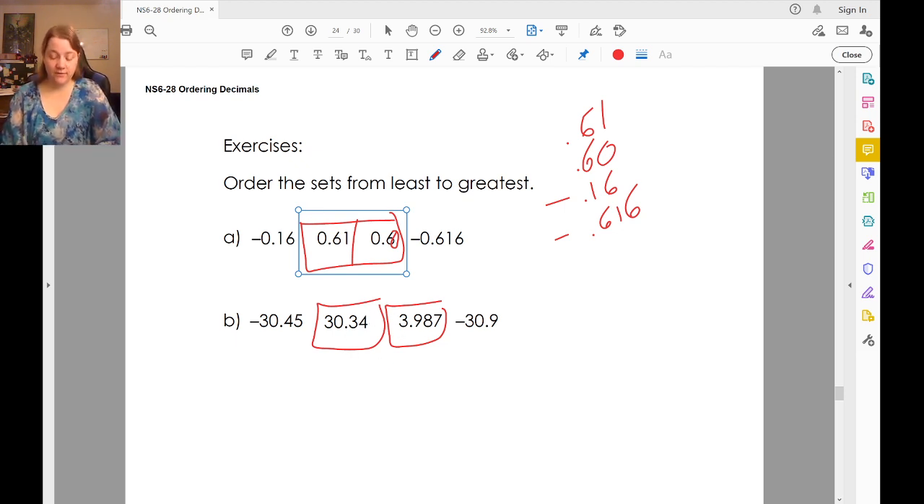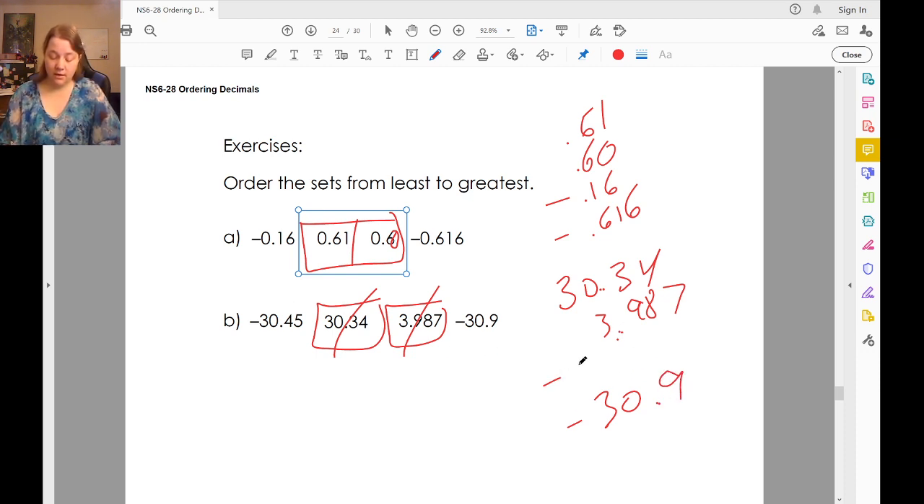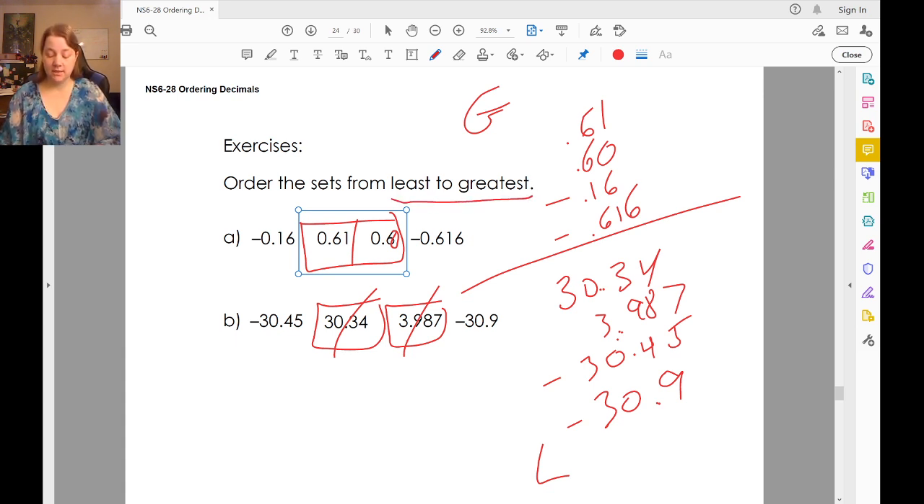Same thing over here. Do the positives first. 30.34 is bigger than 3.987. 30 is bigger than 3. When I flip-flop this, what would be the biggest number if these weren't positive between these two? 30.9 would be bigger if they were positive, so it goes at the bottom here. And then negative 30.45. And there we have these from greatest to least. So if I wanted to go from least to greatest, I would start at the bottom and work my way up.